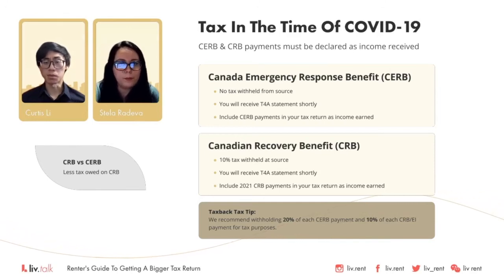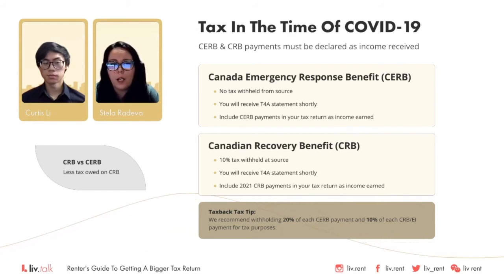Gotcha. And what does that mean for people? How much tax do they have to pay? The amount of tax owed on your CERB payments is calculated by looking at your total income in Canada for last year. We usually recommend withholding 20% from the CERB payments and 10% of each CRB or EI payment for tax purposes. Now, the amount of tax owed due to those types of payments can be offset against your tax refund. So if you have anything to claim back as a tax refund, the CRA will deduct the amount owed for those allowances from your tax refund amount.